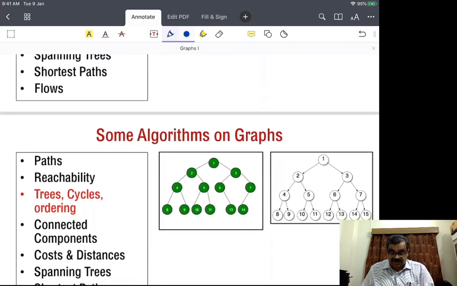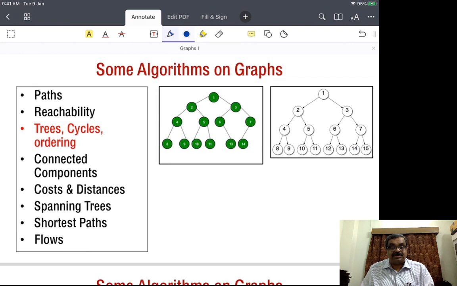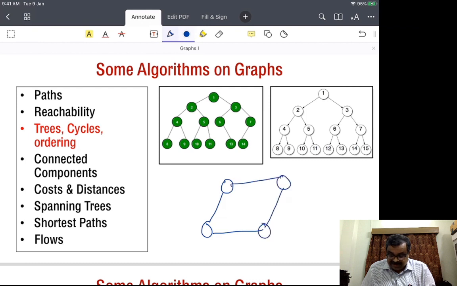We have also seen that trees are a special case of graphs. Trees are graphs, whether they are directed or undirected, which have no cycles. A cycle is a path which goes through distinct edges and comes back to the original node. For example, in a graph like this, this is a cycle, this is a cycle.